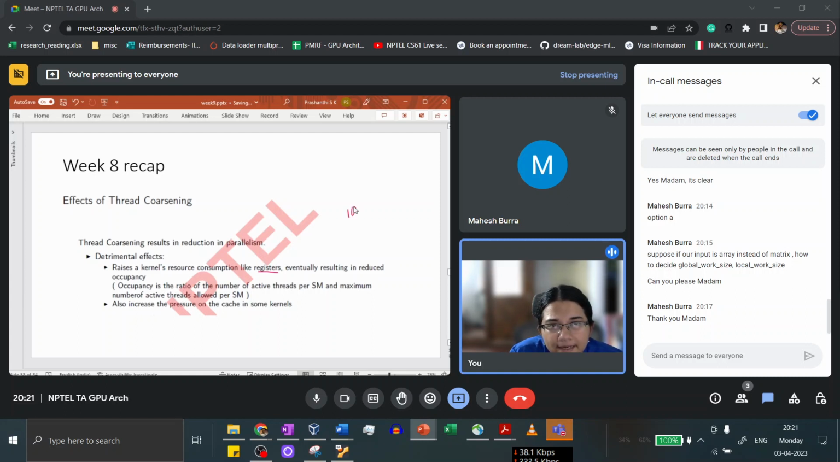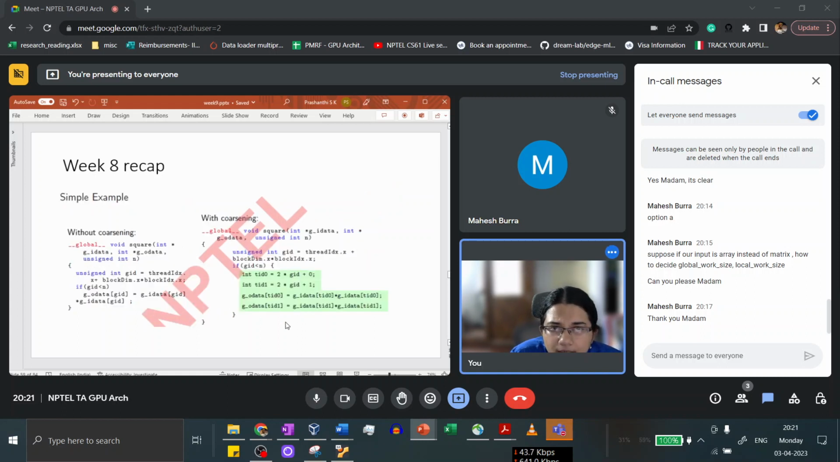So theoretically it might be possible for your SM to host maybe 1024 threads, right? But it also has a register and shared memory limit, right? And because now you're merging multiple threads into one, the register consumption or the memory consumption might increase, and because of that you might not actually be able to use up all of these 1024 threads. So that is your occupancy. Occupancy is the ratio of the number of active threads to the maximum number of active threads, right? So that's one detrimental effect, and also there is an increase in cache pressure sometimes. So you have bad effects too.